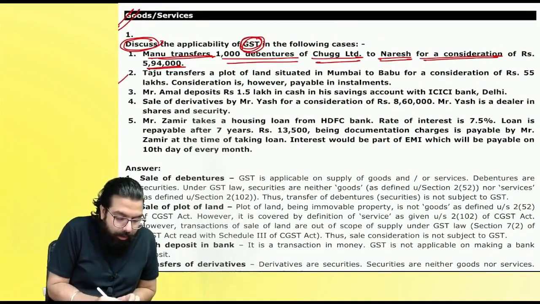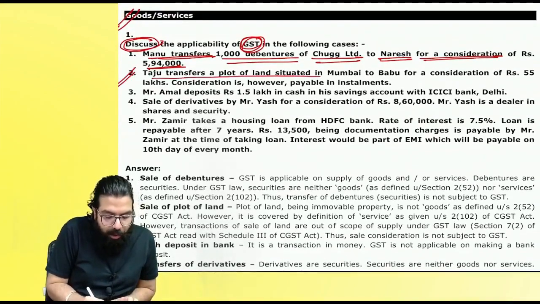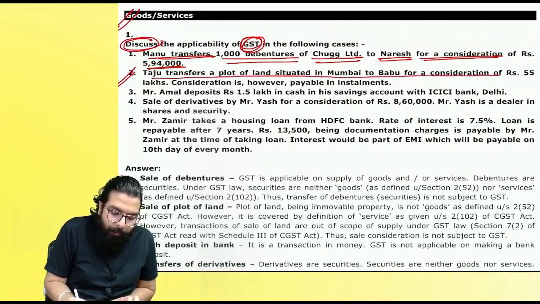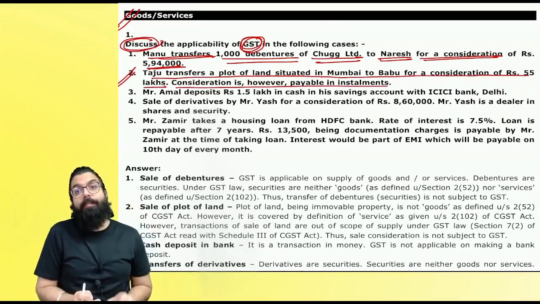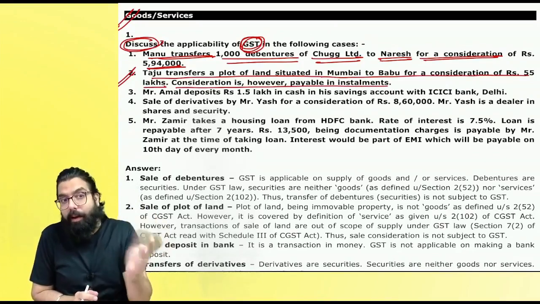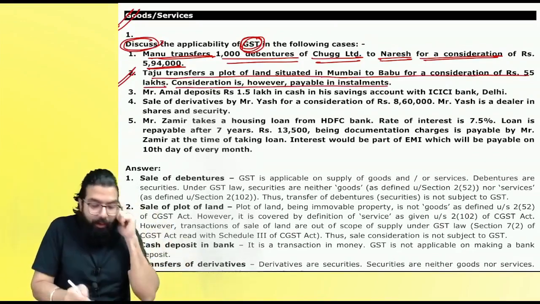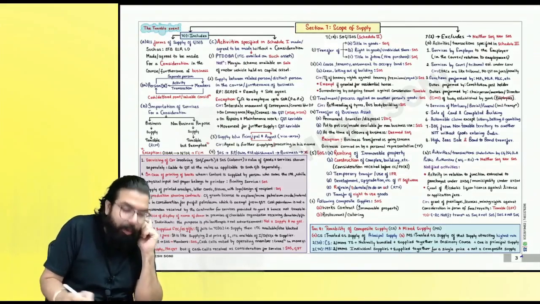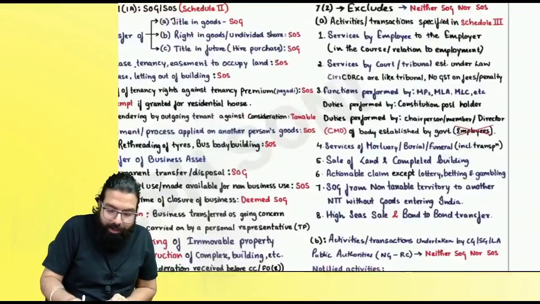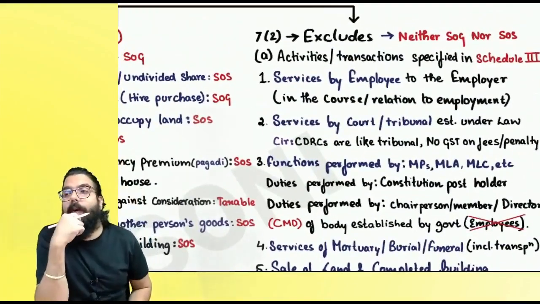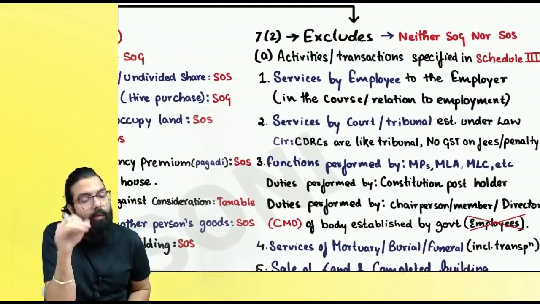Next. Taju transfers a plot of land situated in Mumbai to Babu for a consideration of 55 lakh. Consideration is however paid in installments. Everyone, tell me one thing. Whenever you sell land, when you read your scope of supply, land is what? Immovable property. Immovable property is what?